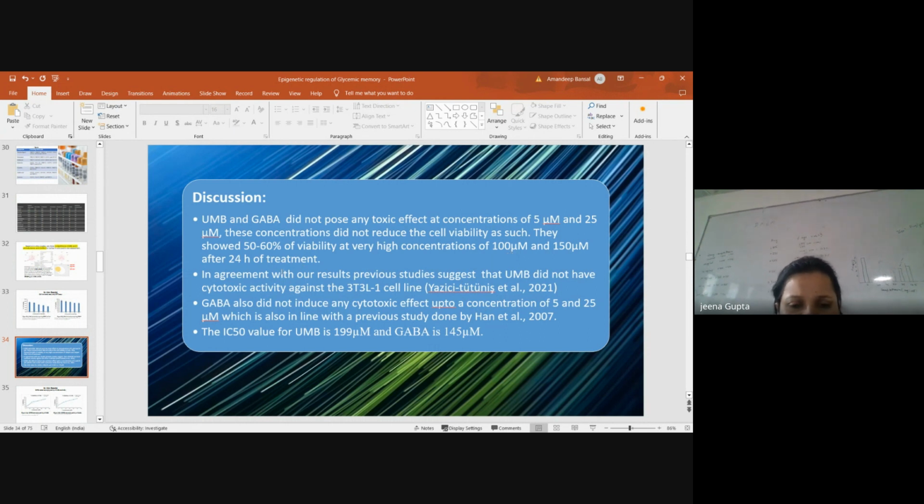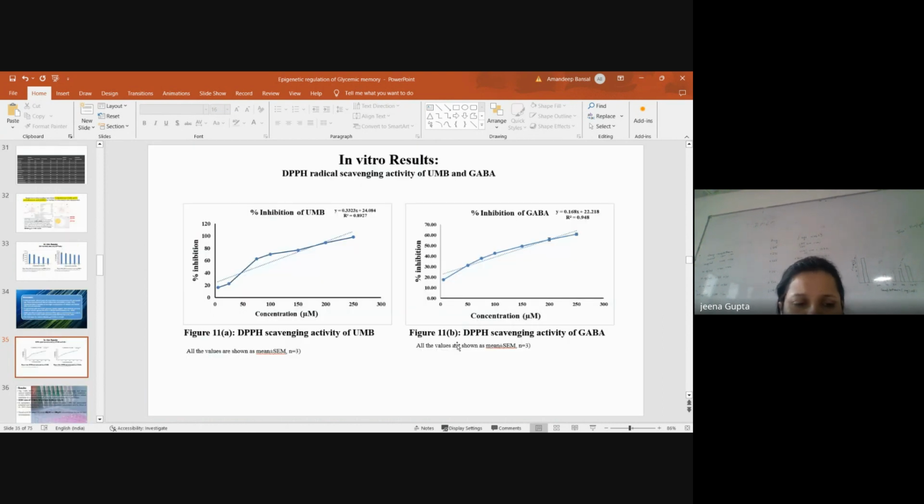The IC50 value of umbelliferone was found to be 199 micromolar and GABA 145 micromolar. Then we have also evaluated their antioxidant potential, because as I've already mentioned, oxidative stress is one of the major risk factors for diabetes.